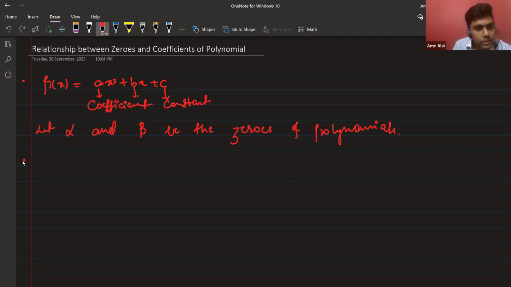So the first relation is the sum of zeros. The sum of zeros can be written in terms of the coefficients as minus b upon a, which means that if you take the negative of b and the ratio of b and a with a negative sign, it would give you alpha plus beta.